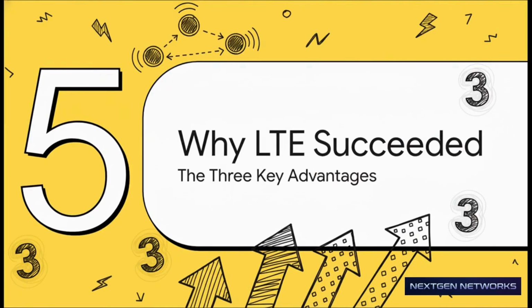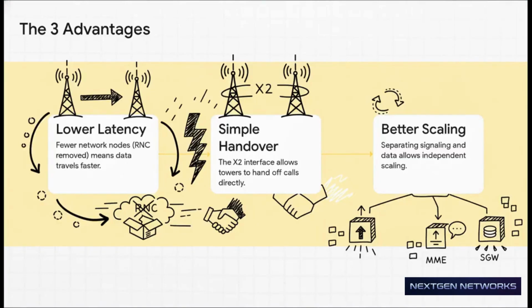So now that we've seen all the parts, let's bring it all home. Why was this new architecture so much better? Well, the crucial point is that this super elegant design gave us three massive advantages. First, by getting rid of that middleman controller and putting the smarts right in the tower, latency just dropped through the floor. Second, letting towers talk directly to each other made jumping between them, the handover, smoother than ever before.